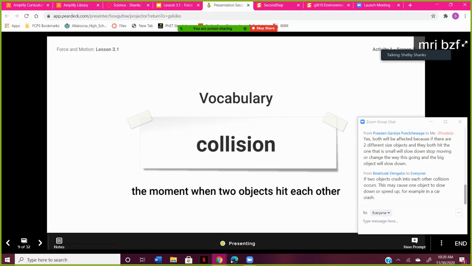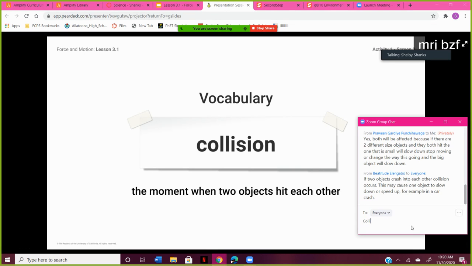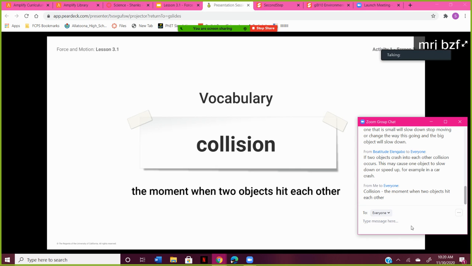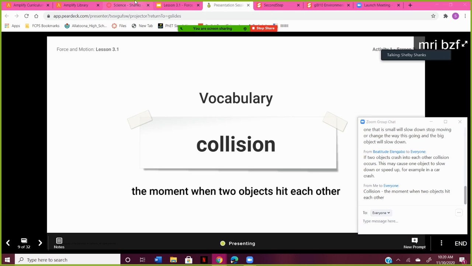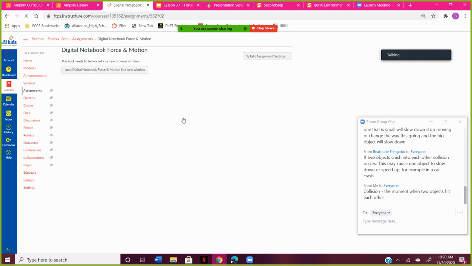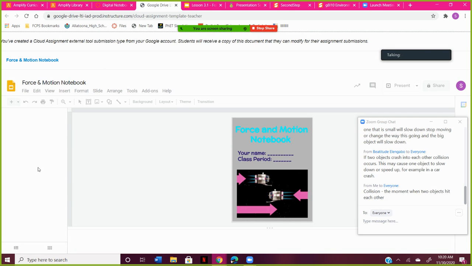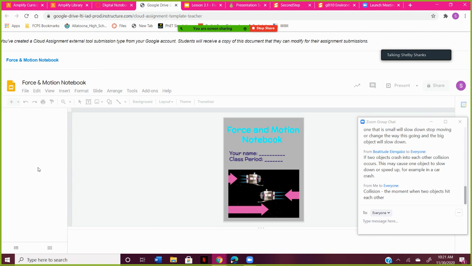So collision. I'm sure you guys have heard this word before, but we're going to give it a definition. So collision is the moment when two objects hit each other. All right, so go ahead, make sure you have your digital notebook up. Put this vocab word into where it says chapter 3. And I will let you know what page it is on. I'm pulling it up right now.